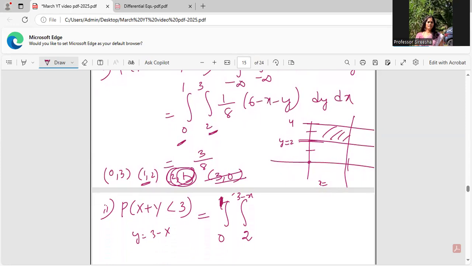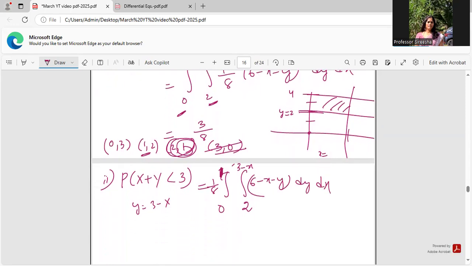And then the integrand I'll be substituting, 1 by 8 times 6 minus x minus y. Limits are for y and then x. I'll be integrating. Of course, I have the answer, I can just give it to you. You can just verify. 5 by 24 is the answer.